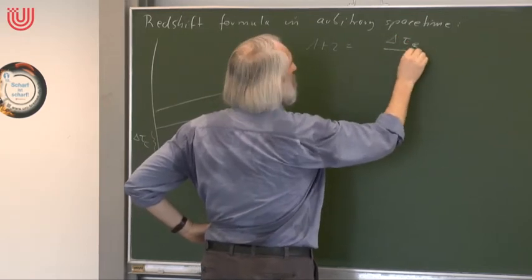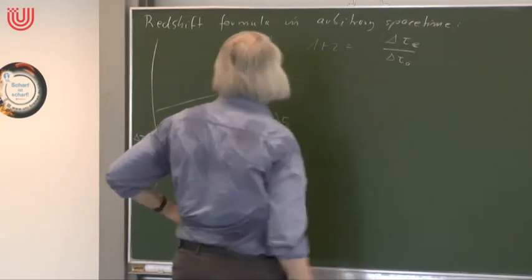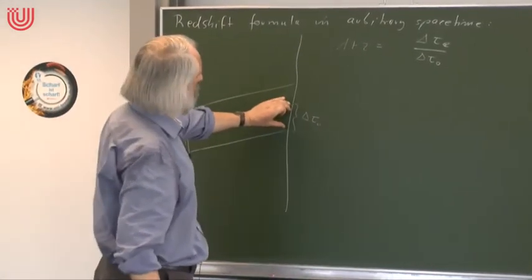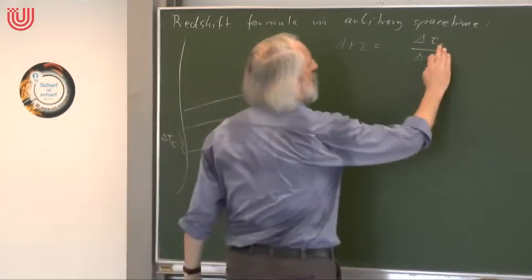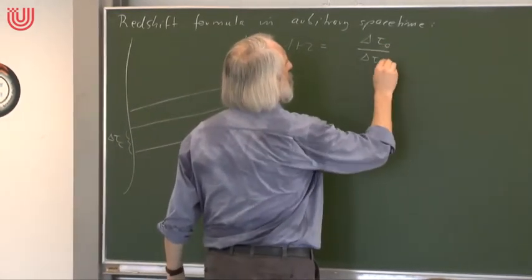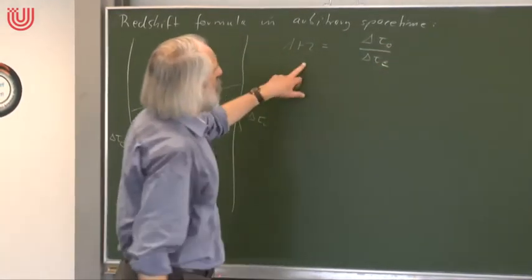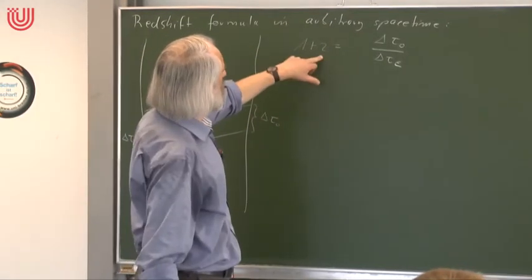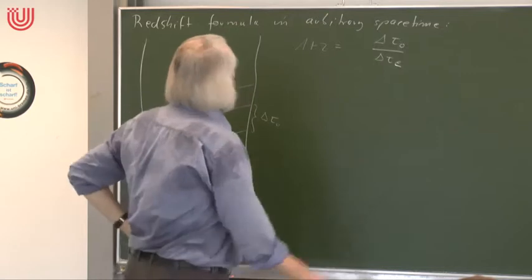delta tau O over delta tau E. Is this correct? Let me see: if this is bigger than that, the interval becomes smaller, the frequency becomes the other way around, right? Then it is positive. Then the interval becomes bigger for positive redshift. That's what we call a redshift, yes.